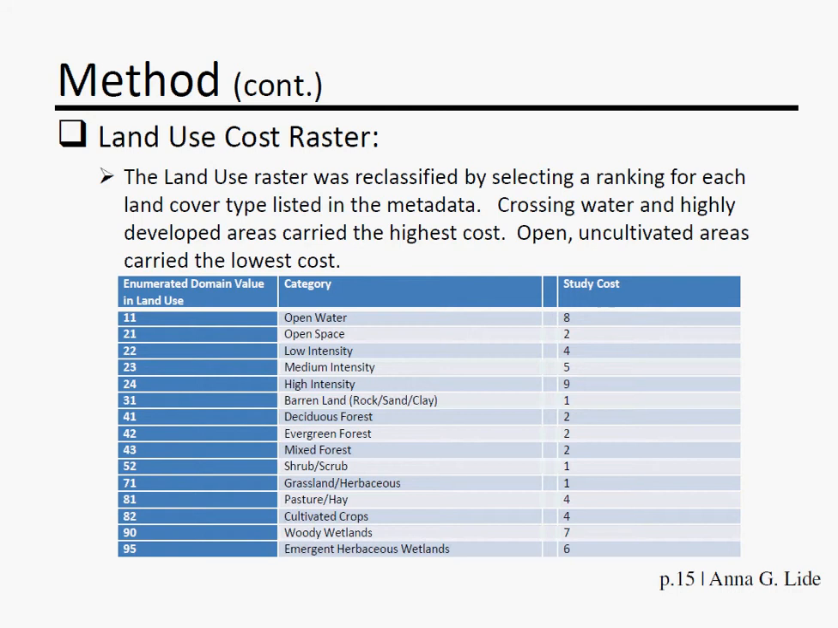Cultivated land received medium cost rankings. In order to reduce environmental impacts, again the open water received high ranks, and wetlands also have high ranks. These rankings could be modified to suit the goals of any project.